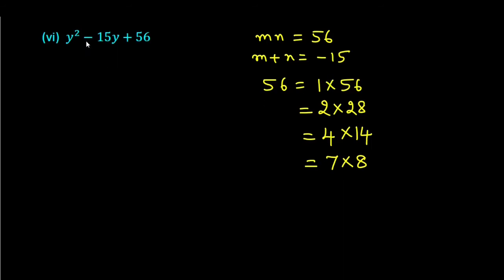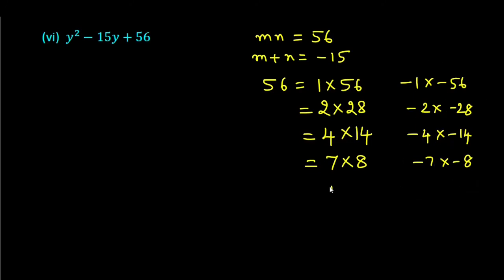Here we are given with minus sign, minus 15. The sum is minus 15, so we can take both negative here. Minus 1 into minus 56, minus 2 into minus 28, minus 4 into minus 14, minus 7 into minus 8. These are the actual choices considering the signs.